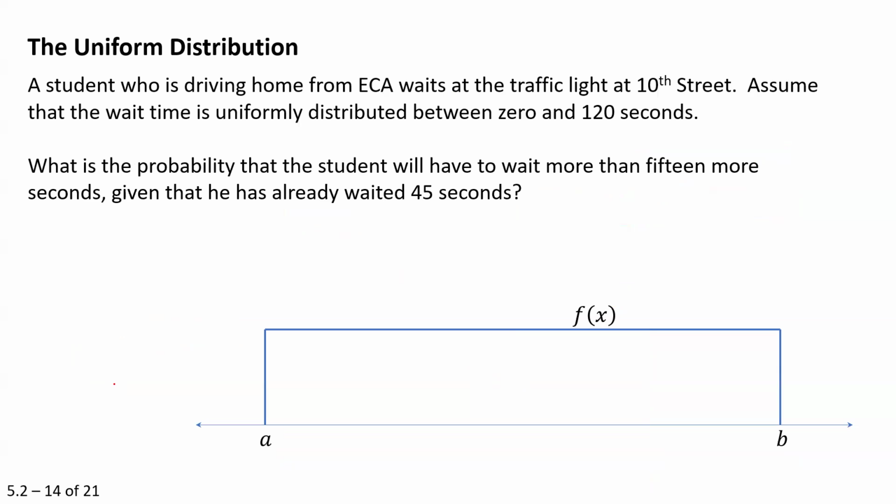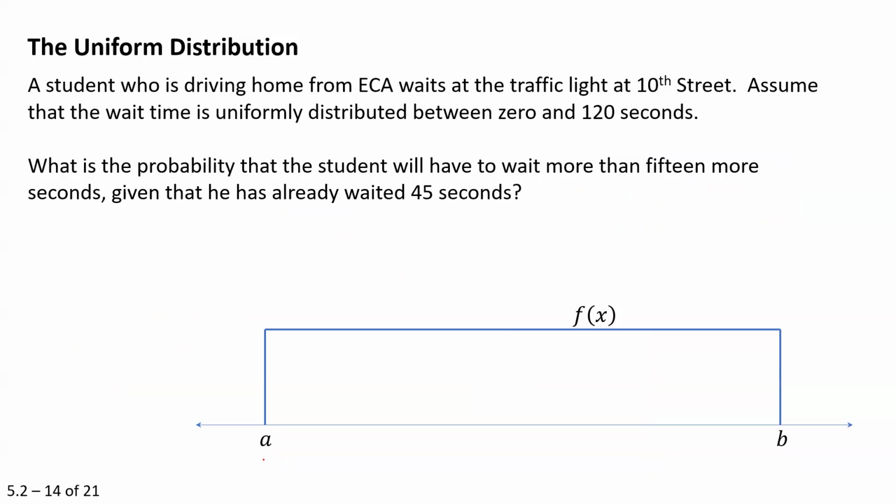Now, a conditional probability. What is the probability that the student will have to wait more than 15 more seconds, given that you've already waited 45 seconds? Oh, what? Let's see. Let's write this out here.